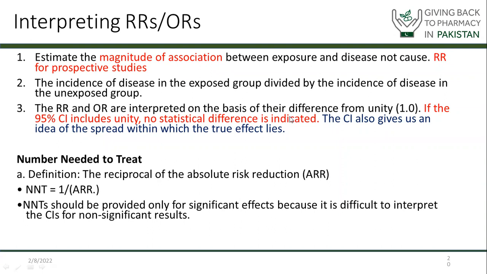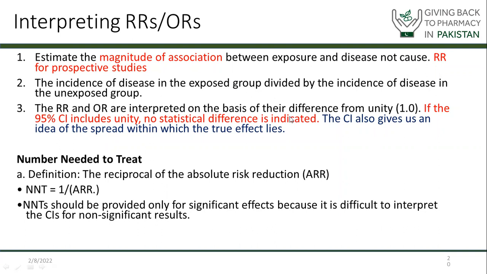In case-control and cohort studies, we are just talking about the association, but we didn't tell about the magnitude of association, how strong the association is. The magnitude of association comes from the odds ratios and risk ratios. So the risk ratio is the incidence of disease in the exposed group divided by the incidence of the disease in the unexposed group. The risk ratio and odds ratios are interpreted on the basis of their difference from unity, 1.